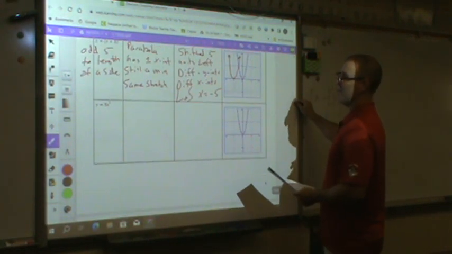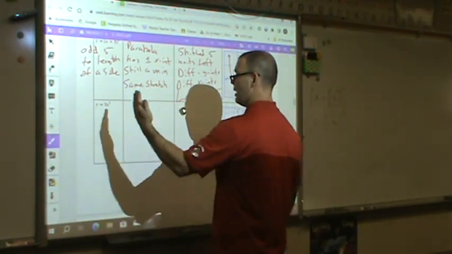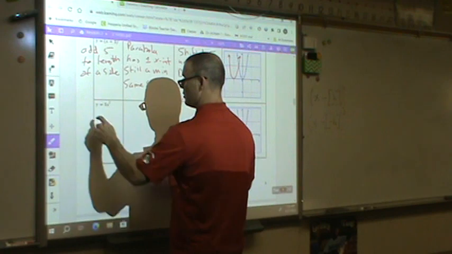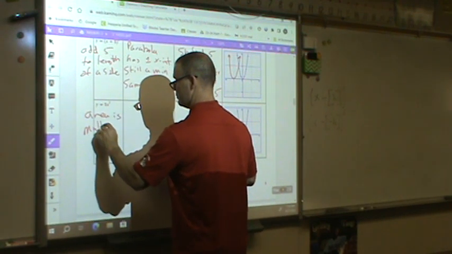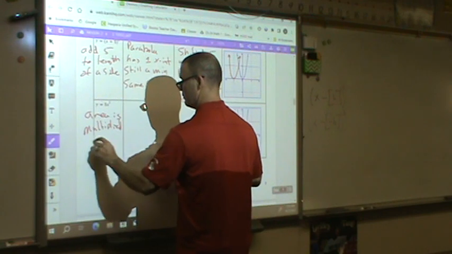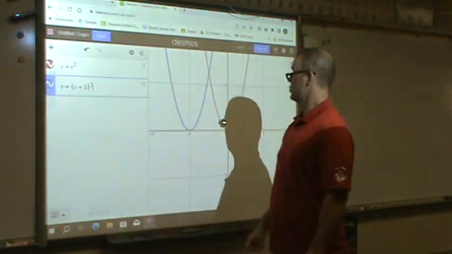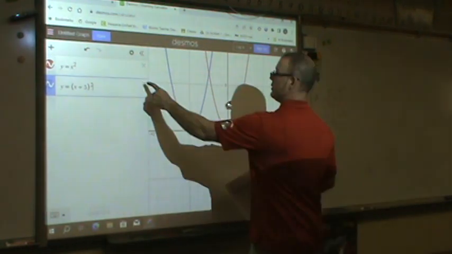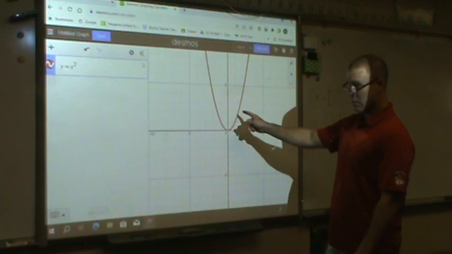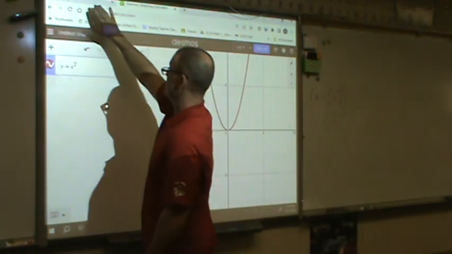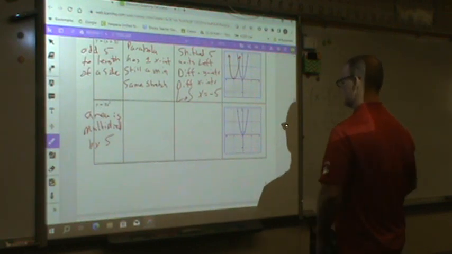Now we move on. What about 5x squared? Okay? Well, I'm finding the area first, and then I'm multiplying by 5. So, go ahead. Get rid of this one. Put 5x squared in your calculator on Desmos and see what happens. No, seriously, go ahead, see what happens.